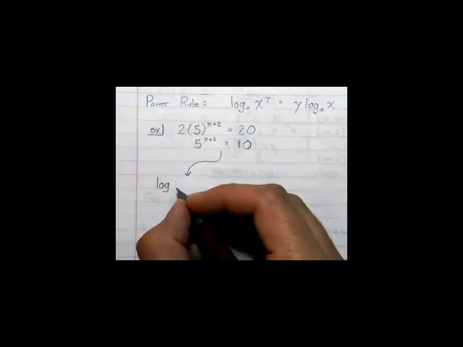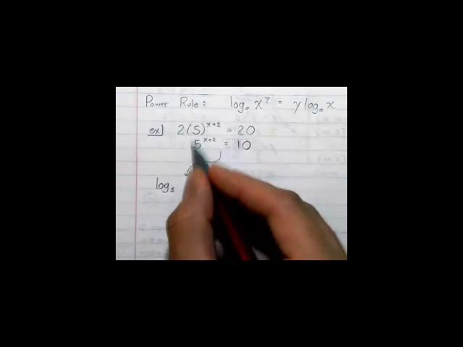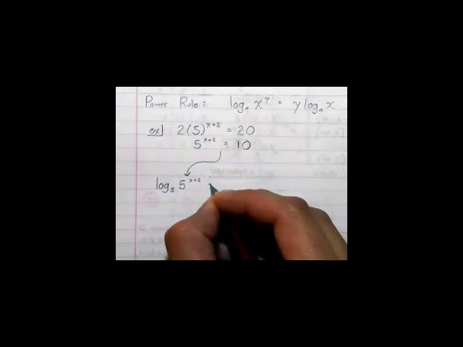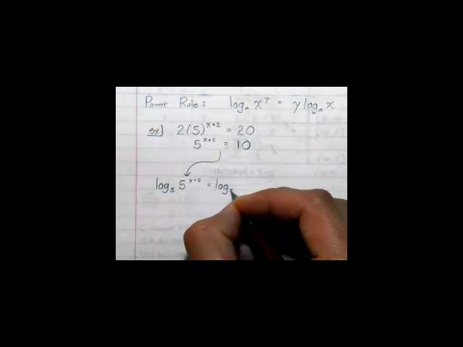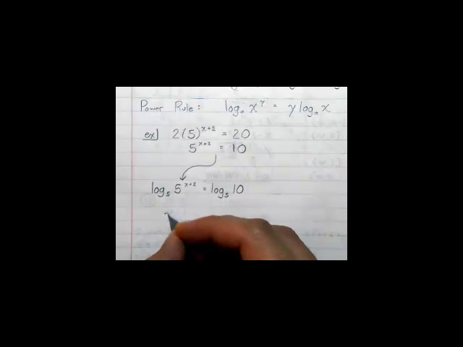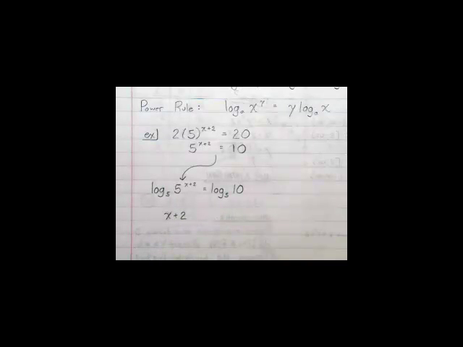So if you apply a log, you'll need to make sure you use the same base as the exponential side of your equation. Get that. Log base 5 of 5 to the x plus 2 equals log base 5 of 10. I put a log base 5 on both sides. Okay? What's going to happen right here on this side? We'll just end up with x plus 2, right? One of those inverse properties. It's going to cancel out.